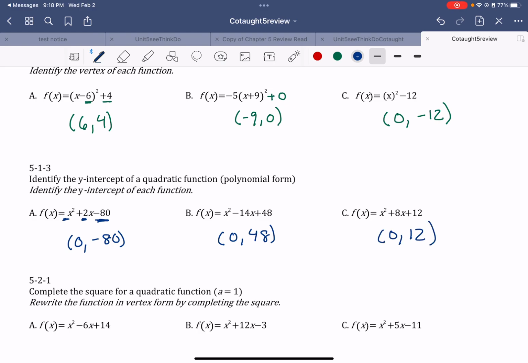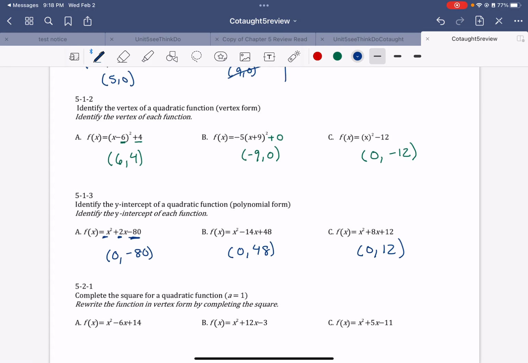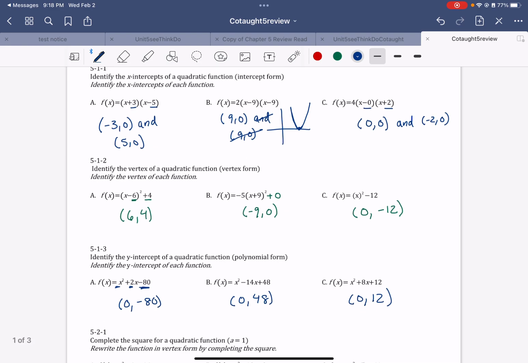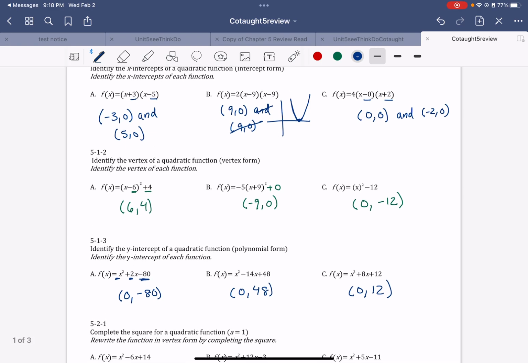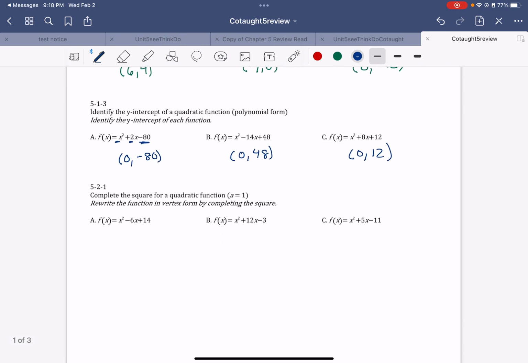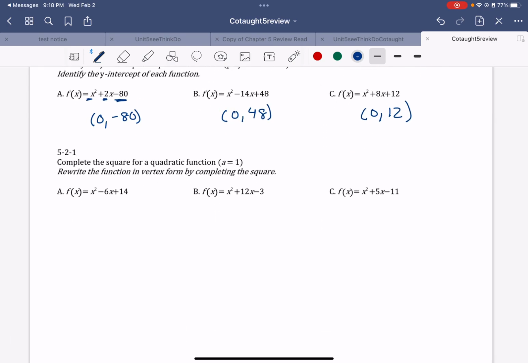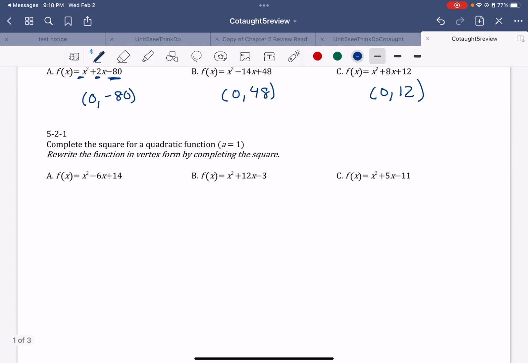So the only thing to remember here is that you're going to put the 0 first. I'm going to zoom out a little bit. When we do our x-intercepts, the 0 comes second. All right, the next thing, we're moving on to 5.2, is completing the square.